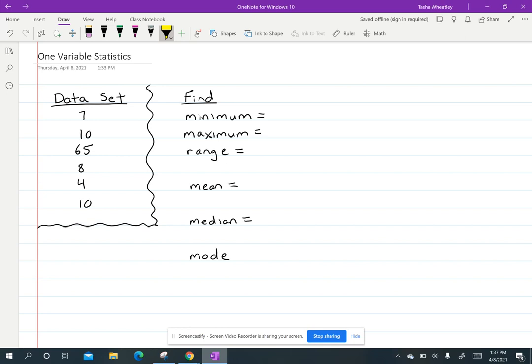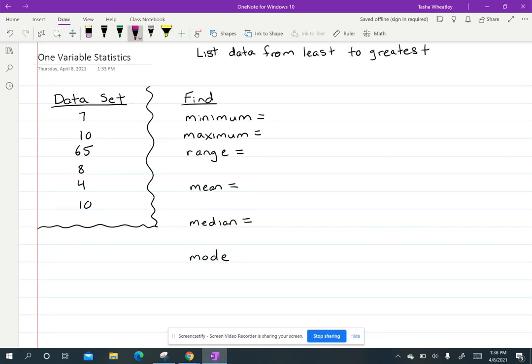So the very first thing that we want to do to make it easier on ourselves is list our data from least to greatest. So I'm going to do that at the top here. My smallest value is 4. Then my next value is 7, and you can keep track of it on the side. Once we've done that, it makes it really easy for us to find our minimum and our maximum.